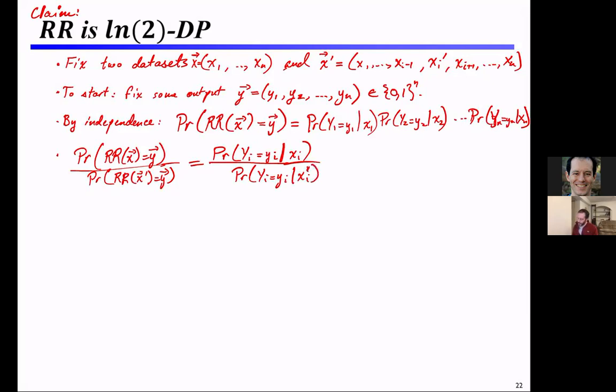Okay. And the way we set it up, given input 0, we produce output 1 with probability 1/3, output 0 with probability 2/3, and vice versa with input 1. The ratio of these two values will always be either equal to 1/2 or to 2. We saw that in lecture 1.